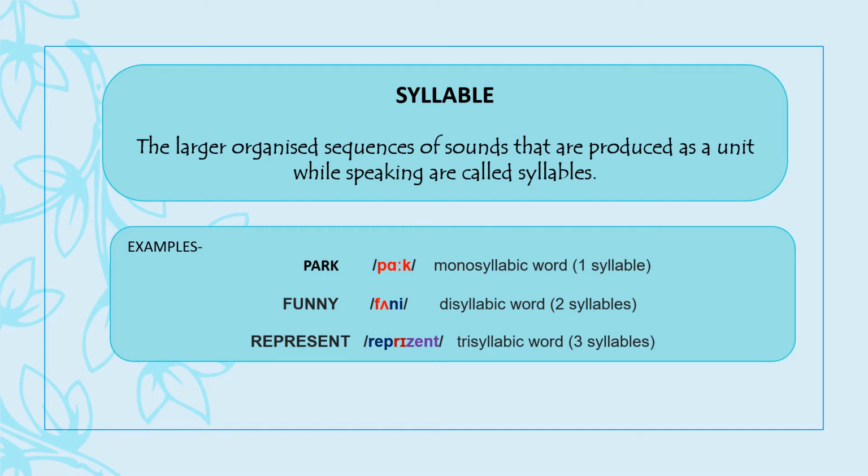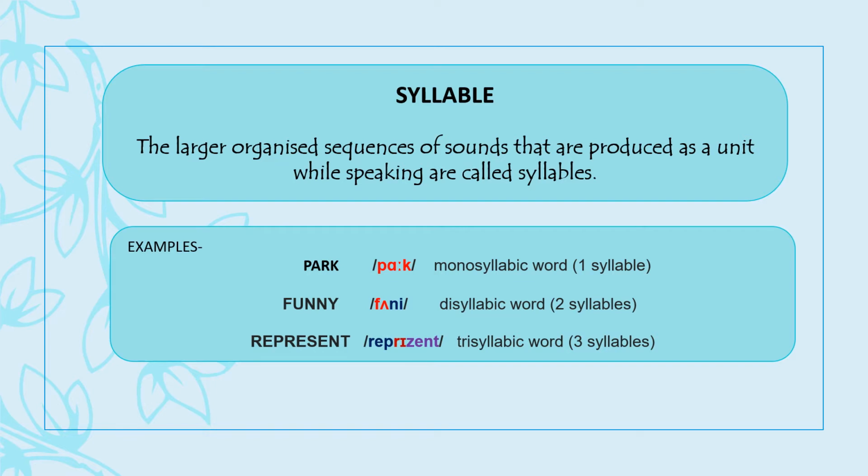Let us first define the term syllable. Syllables are the larger organized sequences of sounds that are produced as a single unit while speaking. In other words, the units or sections into which we divide the word while pronouncing them are called syllables.